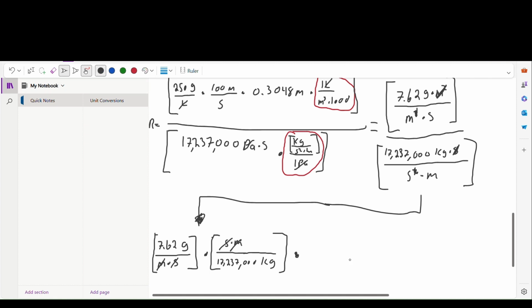So grams divided by kilograms doesn't make a whole lot of sense. So let's do 1 kilogram is the same thing as, you guessed it, 1,000 grams. Boom. Equals, we now have a ridiculously small Reynolds number, so it's going to be 7.62 divided by 17,237,000 times 1,000.